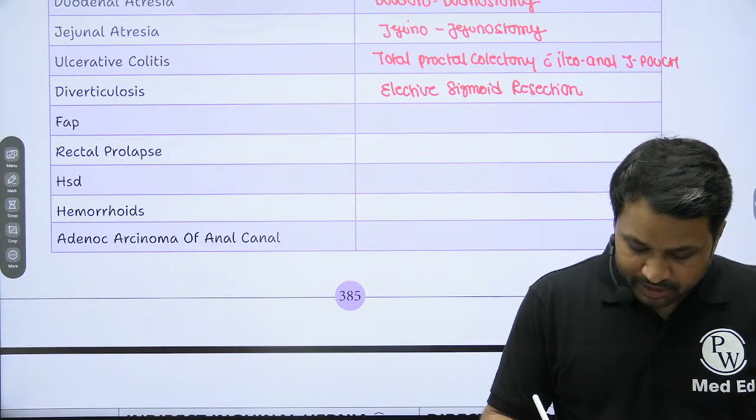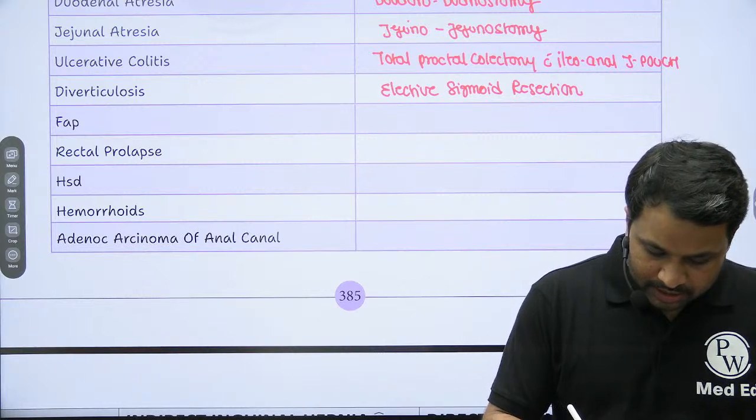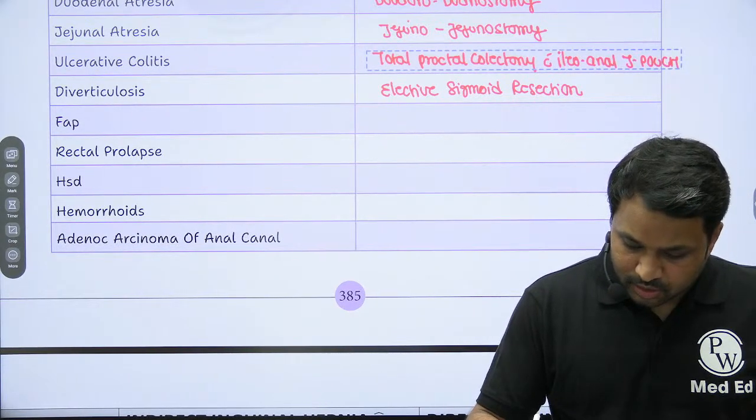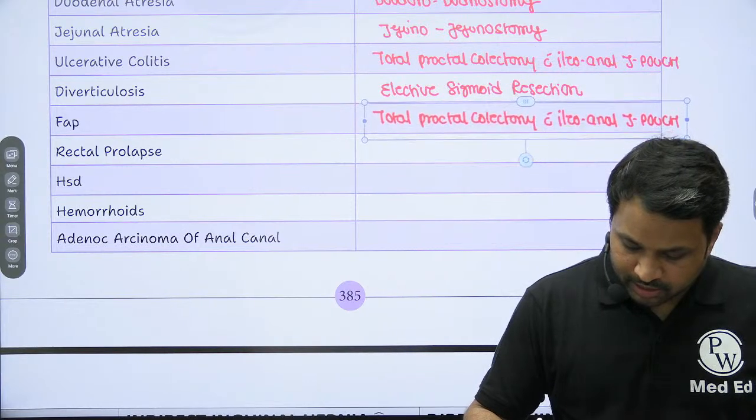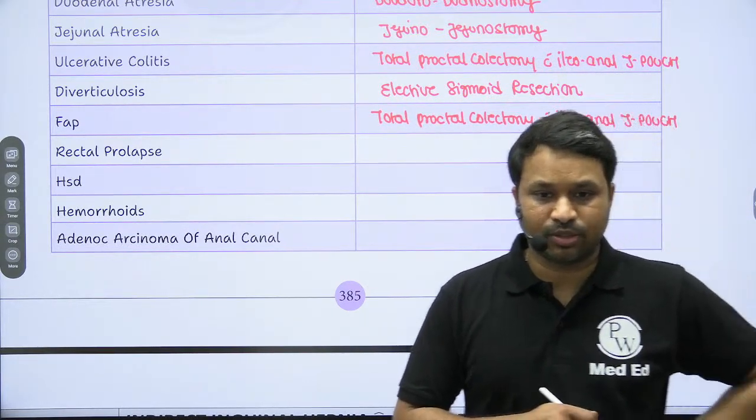For FAP, it is the same. That is your total proctocolectomy. So I'll just add the same thing here. I don't have the energy to write the entire context, so we'll just copy paste it and bring it here. So here also it is total proctocolectomy with ileoanal J pouch anastomosis.